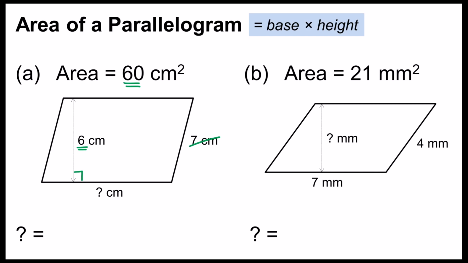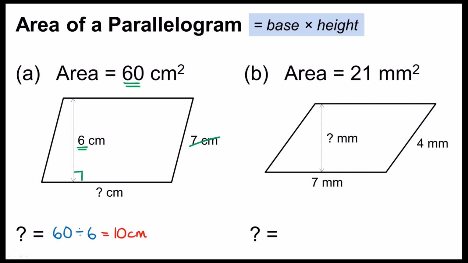So I need to start off with the area, which is 60, and I'm going to divide it by the height, the length that's given, which is 6. I know that 60 divided by 6 is equal to 10, which means that my base has a length of 10 centimeters. I know that my units are centimeters because my height is in centimeters and my area is in centimeters squared. Remember, because we're looking at the base, which is a length, we only need centimeters, not centimeters squared.